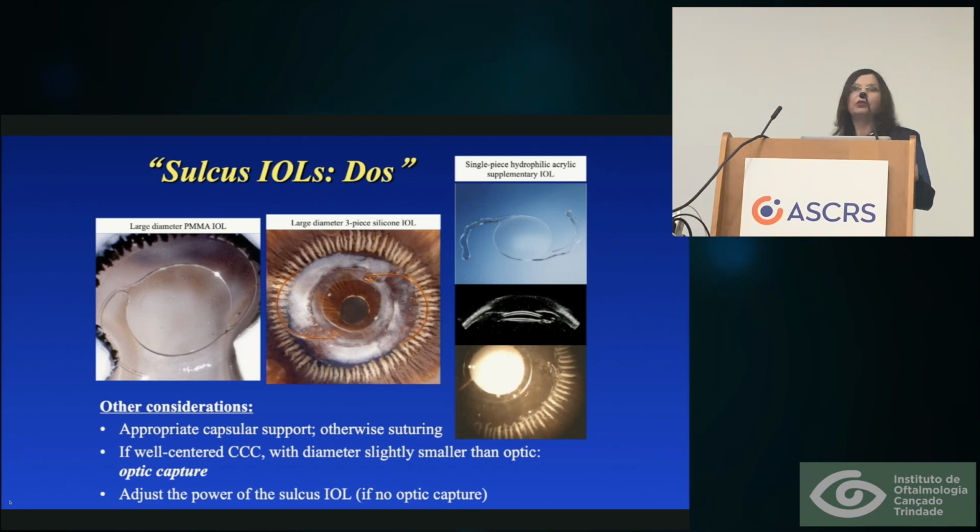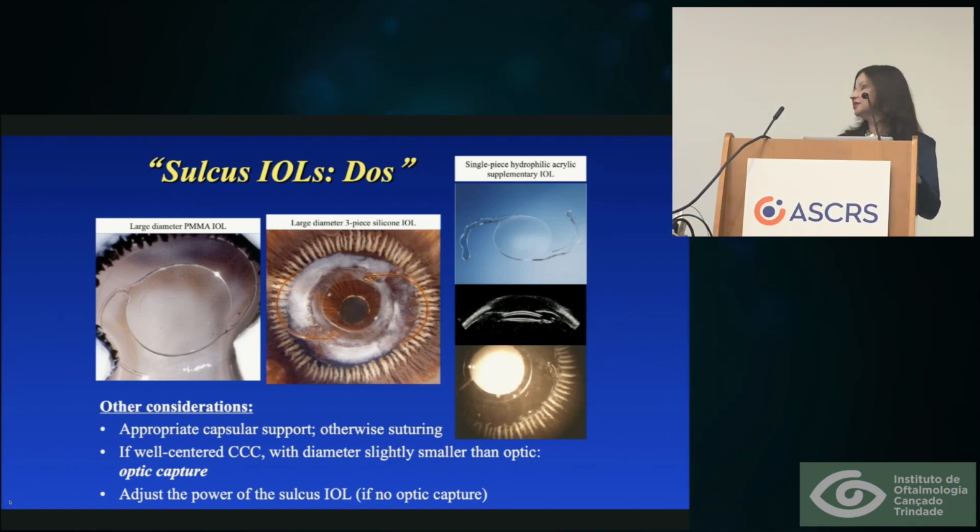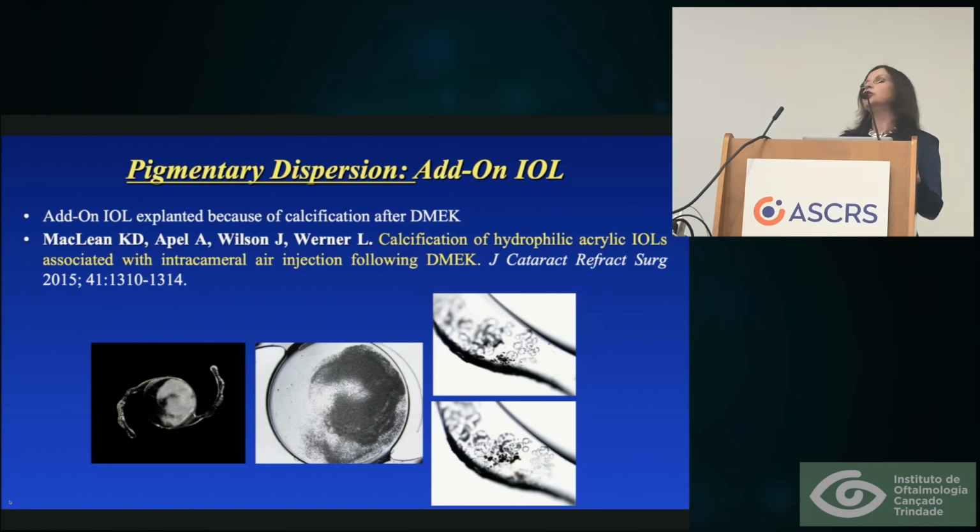But before I go there, just some reminders: even for sulcus fixation, you still have to have appropriate capsular support. Otherwise, it's best to do some suturing to provide stabilization. And if you have a well-centered CCC, even if you have a posterior capsular rupture, and if the diameter is slightly smaller than the optic, you can perform optic capture and still appropriately fixate the IOL. You have to adjust the power of the IOL for the sulcus unless there is optic capture. So let us go back then to these add-on IOLs.